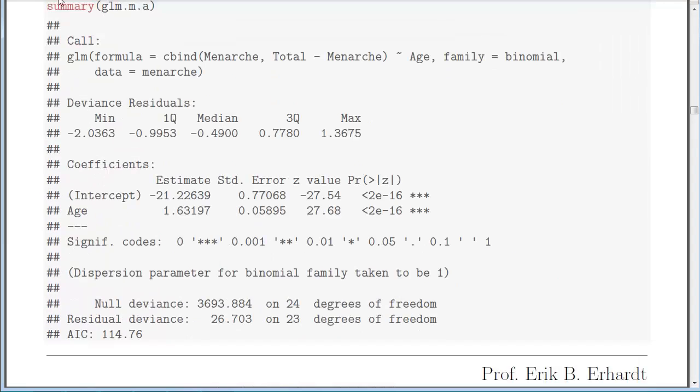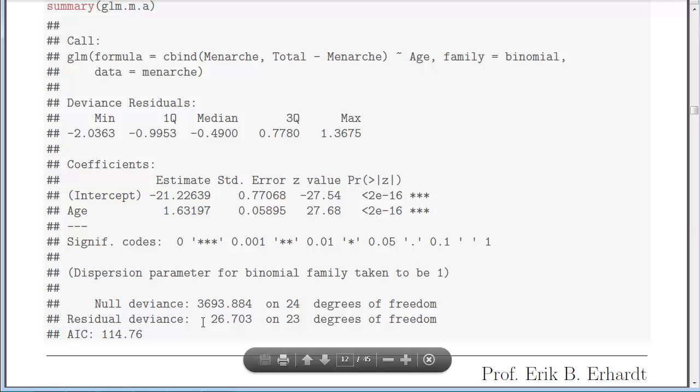So here's the summary of the linear model. We've got the intercept of -21 and an age coefficient of 1.6. These are actually pretty tricky to interpret because we care about things on the probability scale, not on the Logit scale, which is a little hard to interpret. But what is clear is that the age is positive, which says that as you get older, your probability of having experienced menarche increases.